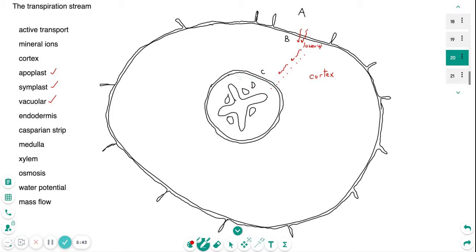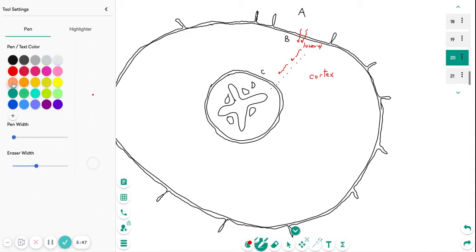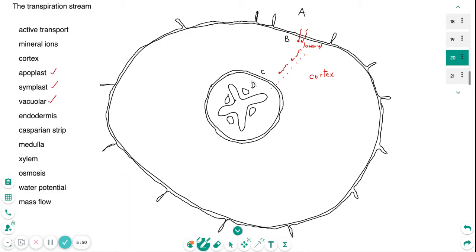Now we get to this region here, C, the endodermis. And this is a layer of cells which contain something quite unique called the Casparian strip. And it's a waterproof layer that's running the whole way through the cell walls.